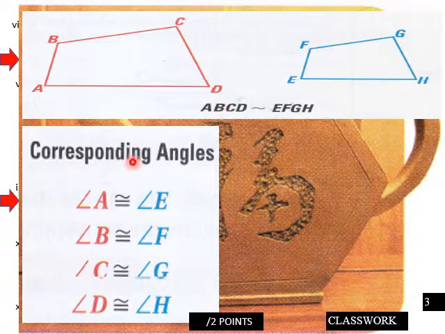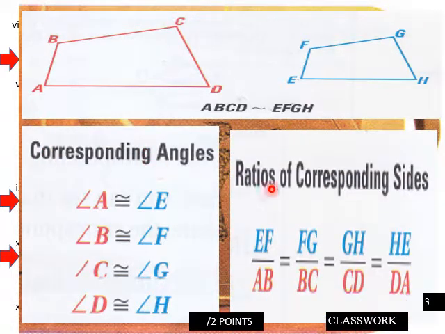Again, these are similar. Corresponding angles: angle A and angle E, angle B and angle F, angle C and angle G, angle D and angle H. Those will be corresponding angles. And then ratios of the corresponding sides. This is how we would figure similarity, by constructing a ratio between EF over AB, and then FG over BC, GH over CD, HE over DA.